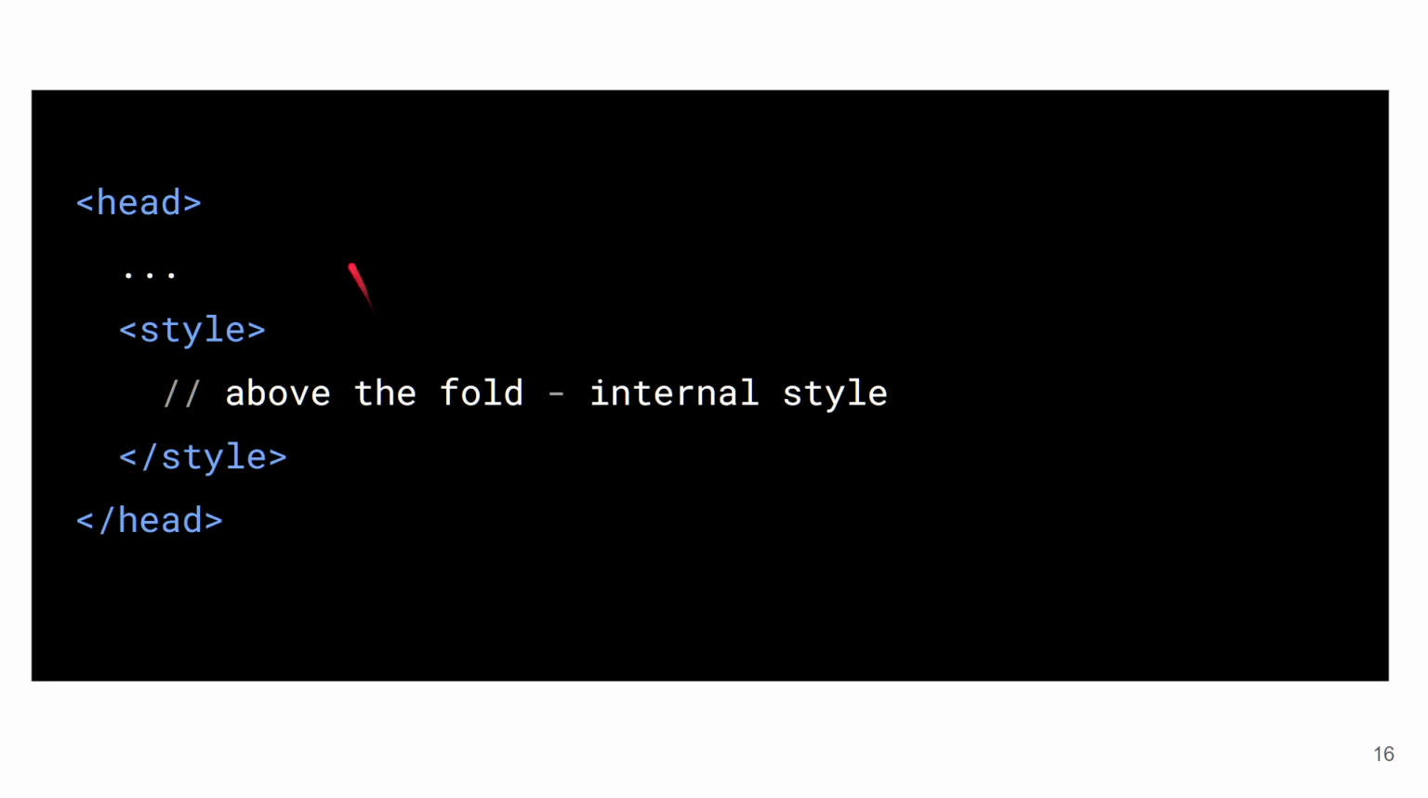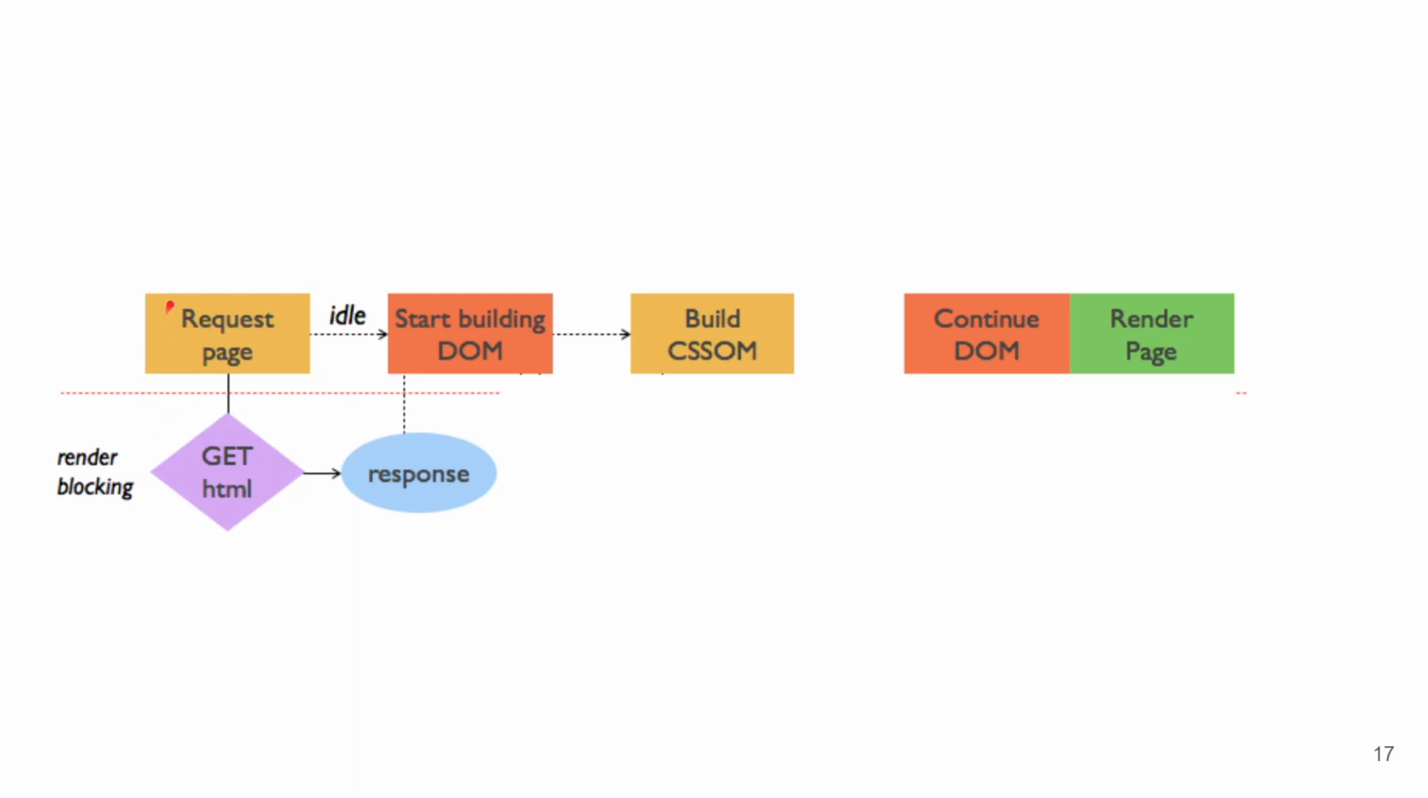So for a best practice, you don't want to load your CSS from a separate sheet. You want to put it inside the styles here. So above the fold, use internal style. So that if you request the page, get the HTML response, start building the DOM, because it has read the style from the head, it will automatically build the CSSOM already, and then continue to DOM and render the page.